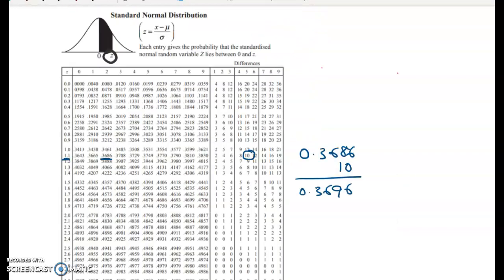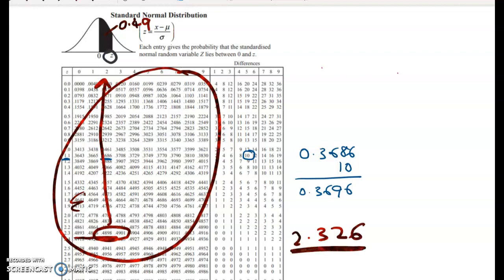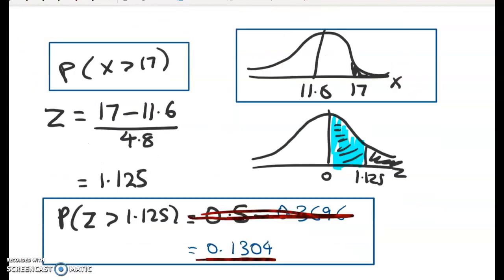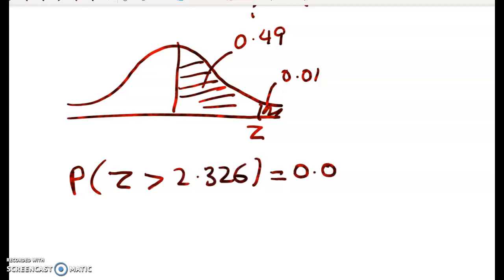So looking back into my table, we want to look through all of this bit to find the probability, which is 0.49. So let's look down here. Where are we? 0.49. Here we are. It's around here. So it's going to be 2.32. 2.326 is the Z value that I'm after. So the probability that Z is greater than 2.326 is what I want, because that gives me 1% in this upper tail.